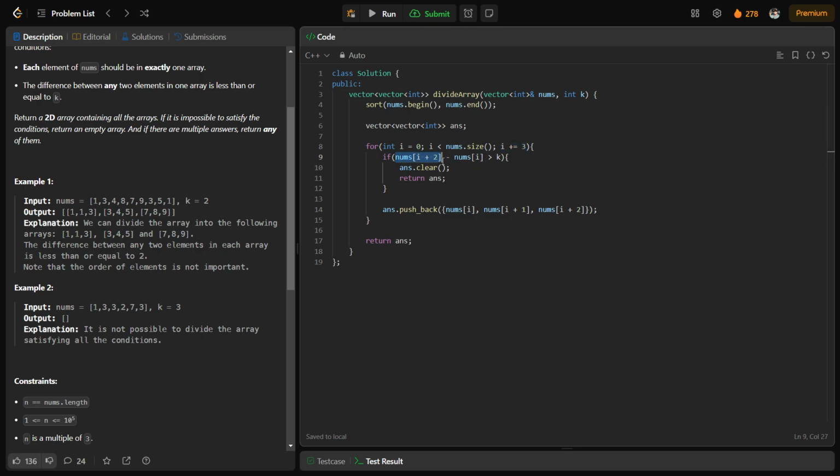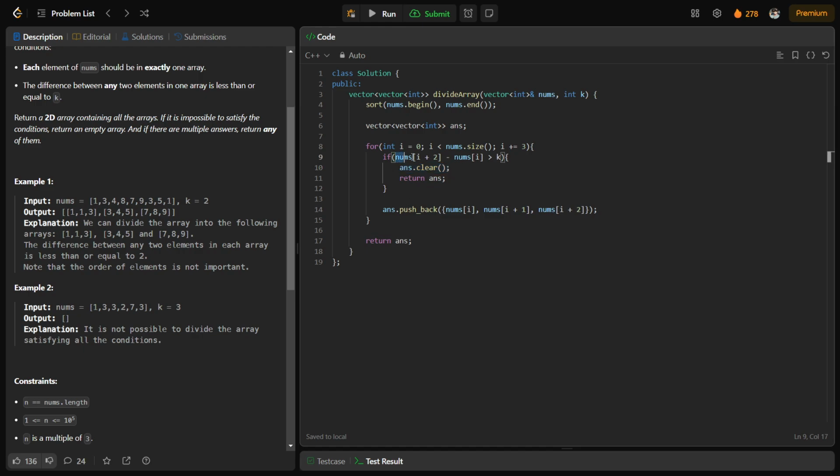So if nums of I plus 2, that is the third element in the group, minus nums of I is greater than k, that means the difference between the biggest and smallest element is greater than k, so I'm going to clear the answer vector and return it. Why do I have to clear? Because during the process I might have added some values to the answer vector. So before returning, I just need to clear it.